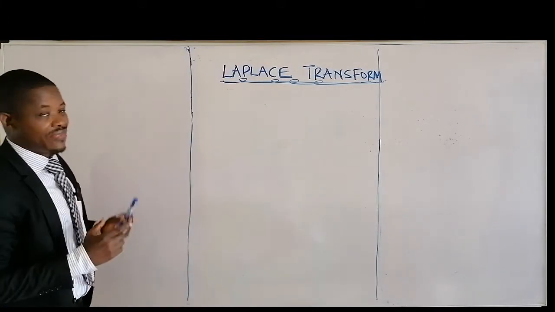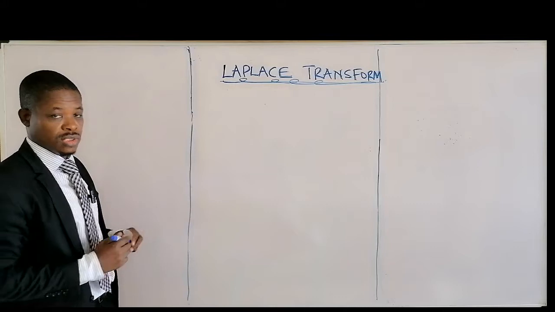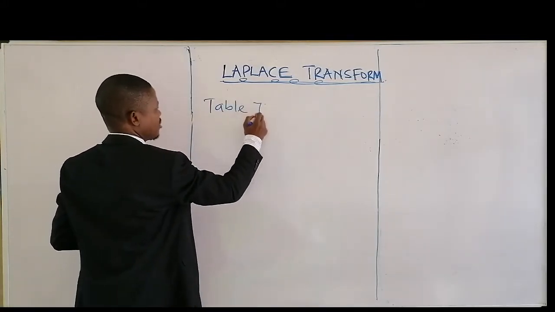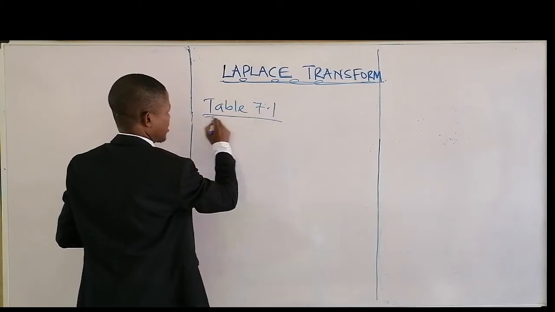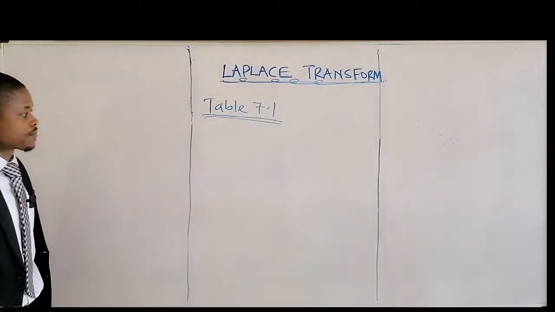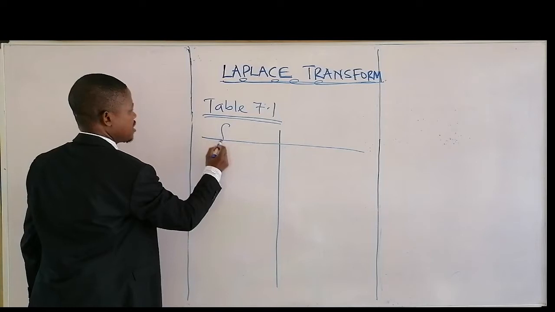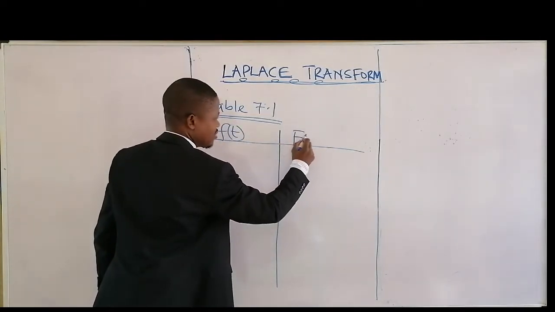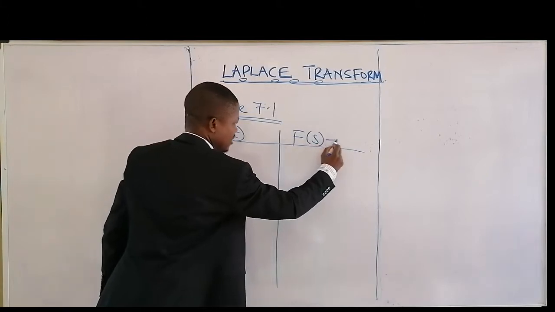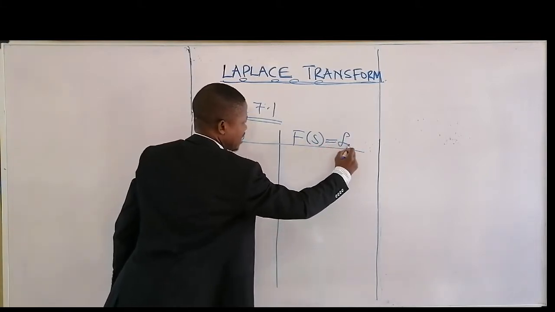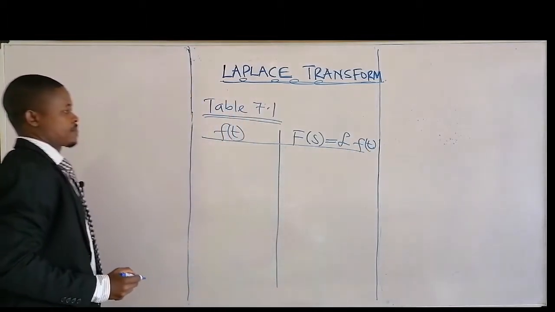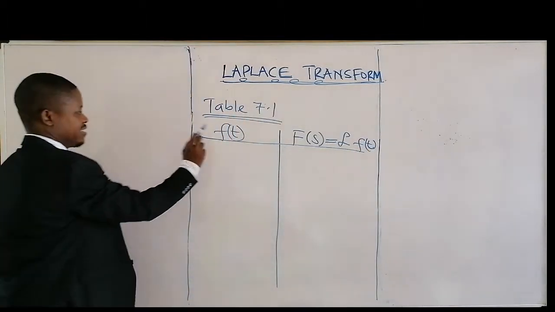The next thing we want to look at is the Laplace table. I'm going to call it table 7.1, because I'm going to make reference to that table. We have the function f of t, and then we have the Laplace. This is the symbol for Laplace. You can use this one, which is also equal to L of f of t. So this is a symbol.